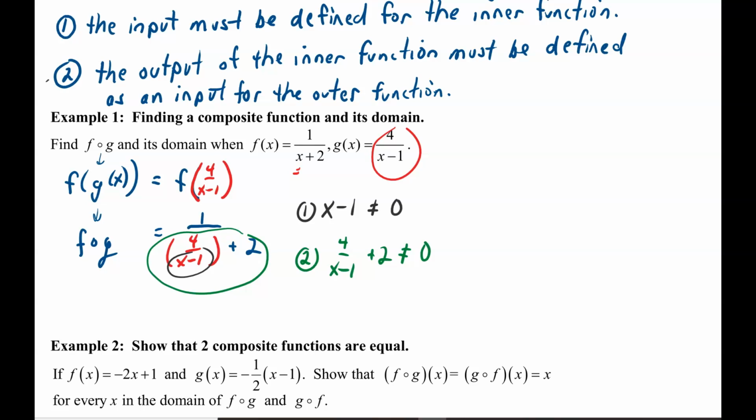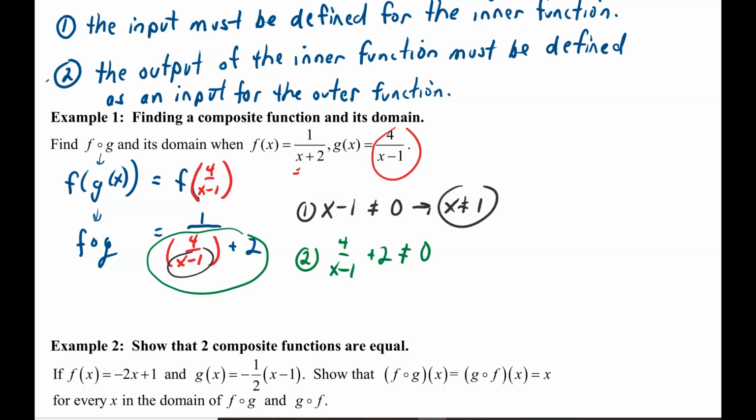But in practice, you can just solve these 2 equations and you have your 2 exclusions, and that's what we're going to do. All right, so the first one, pretty straightforward. Just add 1 to both sides, and we know that this means that x cannot be positive 1. And we're done with that one.